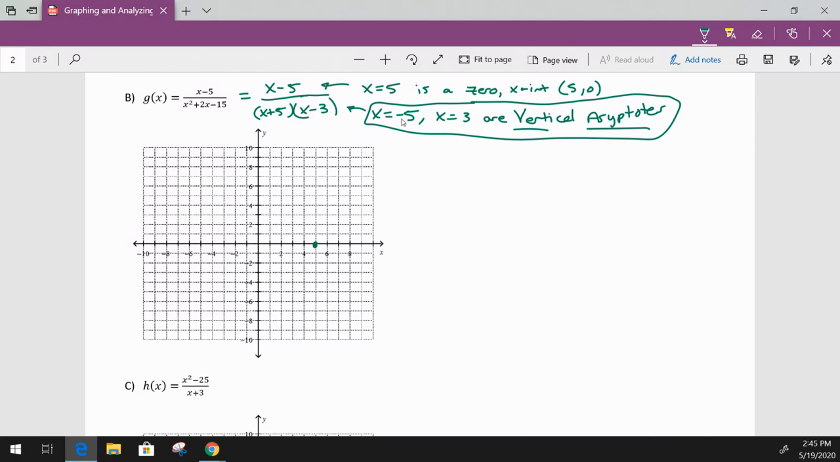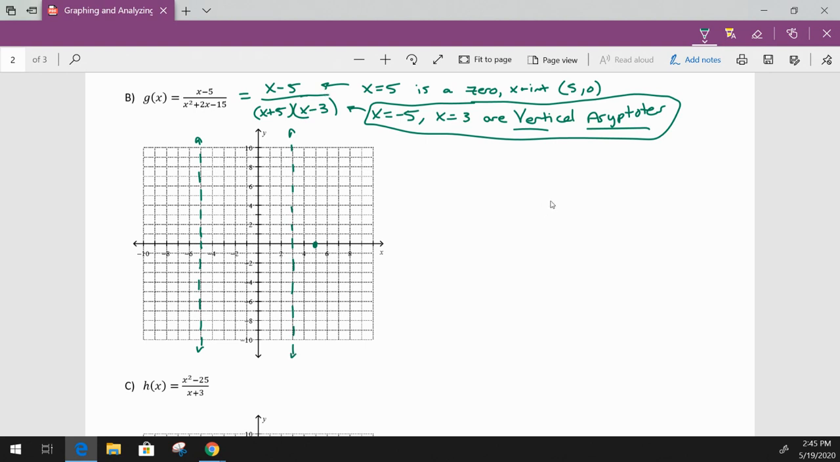x equals -5, again, is a vertical line that goes through the x-axis at -5. And x equals +3 is a vertical line. It's not a point. It's a line that goes through the x-axis at +3. So all of those points have x values of 3.